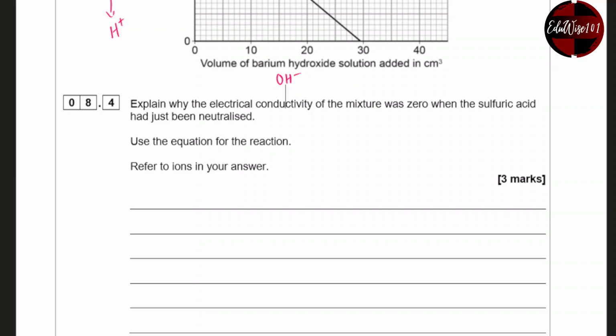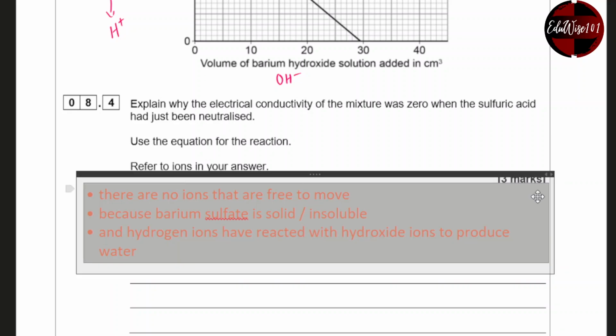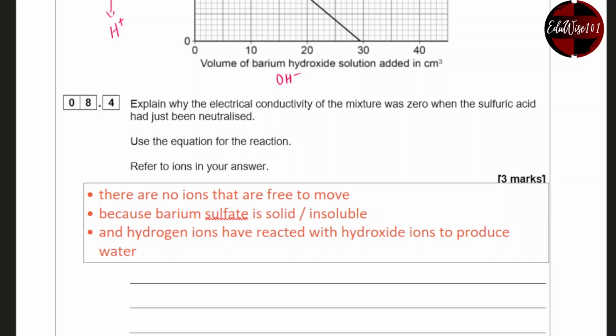When it's just been neutralized, there's no more H+ ions. So the ions can't, and the barium sulfate is a solid, which is insoluble as well. So here's the answer. There are no ions that are free to move. We are referring to the H+ ions here, because barium sulfate is solid, right, and it's insoluble. The hydrogen ions have reacted with hydroxide ions to produce the water. So you could say all the hydrogen ions.